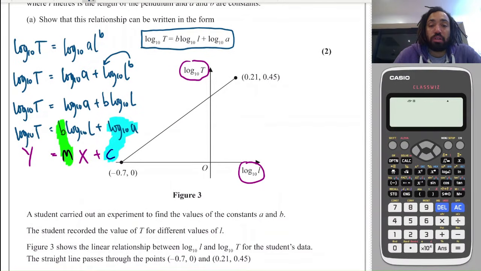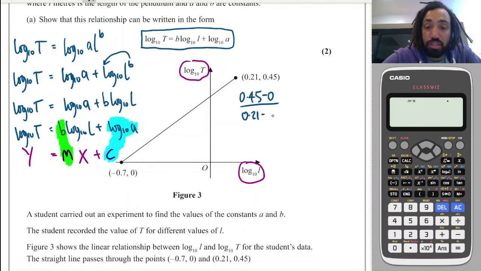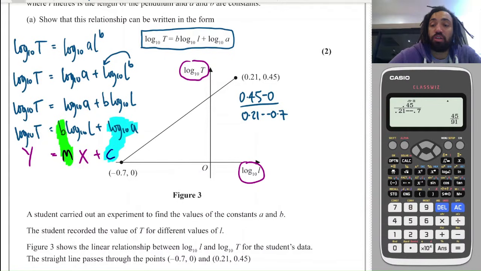So the gradient will be 0.45 minus 0 over 0.21 minus 0.7. So I put that into my calculator, 0.45 minus 0 over 0.21 minus 0.7, and I get 49 over 91. And that is my value for b.